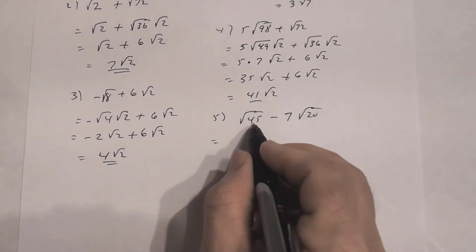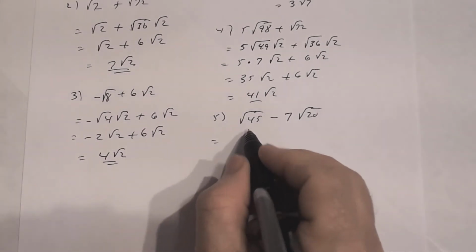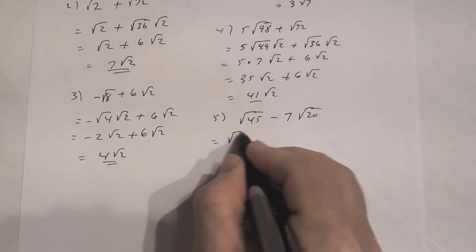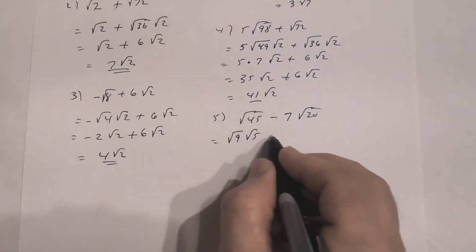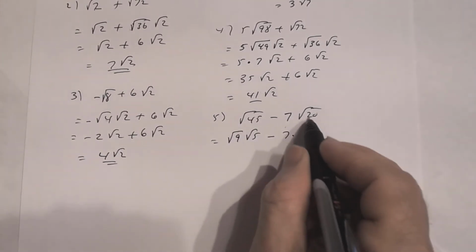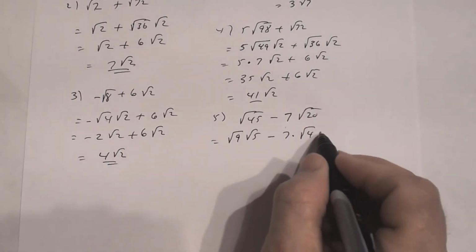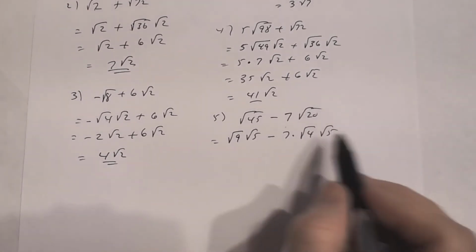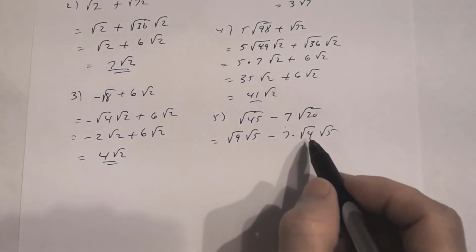You should have said, well, the square root of 45, the largest perfect square that goes into 45 is 9. So that's going to be the square root of 9 times the square root of 5 minus 7 times, and then that's going to be the square root of 4 times the square root of 5. The largest perfect square that goes into 20 is 4.